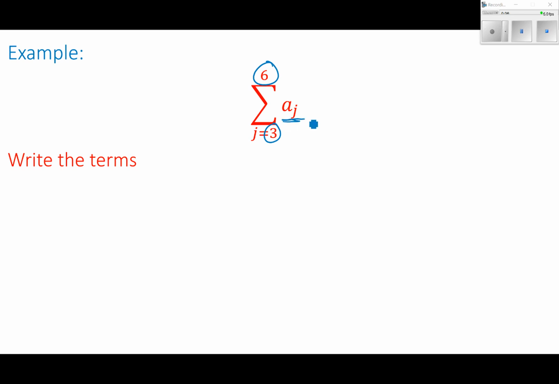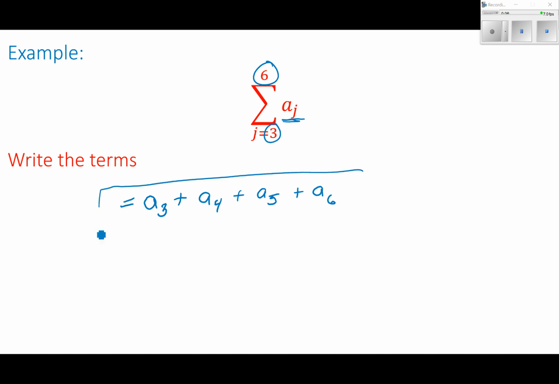My function is a sub j. So this would work out to be a sub 3. So I'm not starting at 1, I'm starting at my third term, plus a sub 4, plus a sub 5, plus a sub 6. Now, I do not know what my function a is, so I cannot sum these together to get a sum. This would be my final answer. All I could say is it's going to be a sub 3 plus a sub 4 plus a sub 5 plus a sub 6. That's as far as I can go.